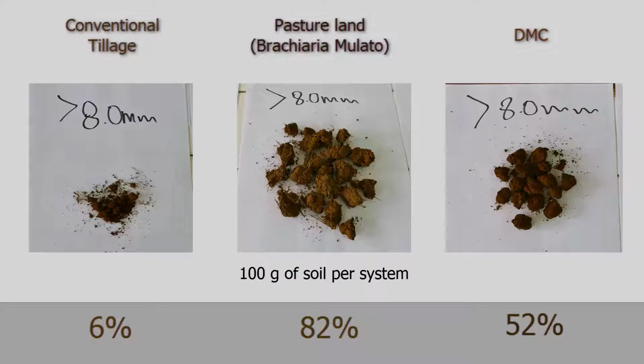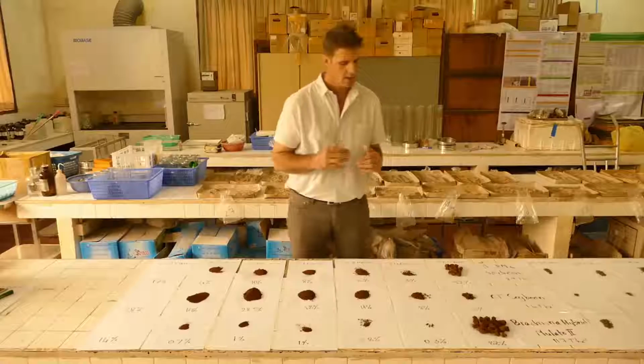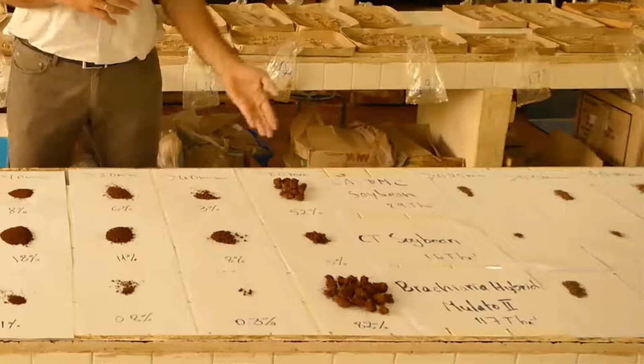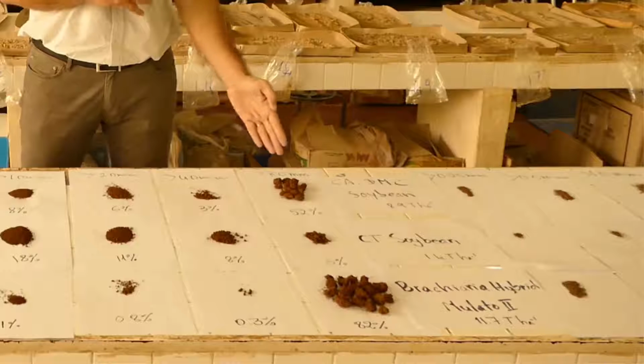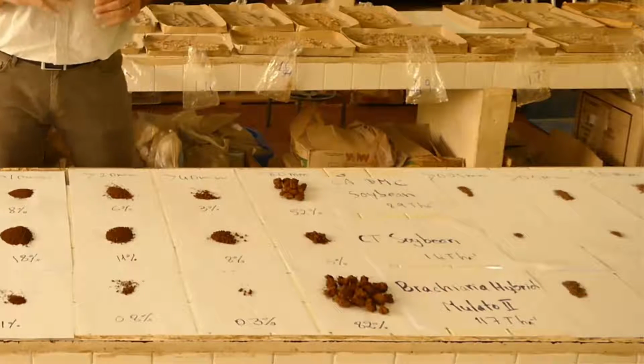On the pasture land, obviously, the Brachiaria is a grass, so we have a continuous input of biomass, and we have also a very strong rooting system, a lot of exudation with polysaccharide and so on. This polysaccharide and the roots also act as a binding agent and improve the soil aggregation. But what is very interesting also is to observe that the macro aggregation with big macro aggregate bigger than 8 millimeter is also in large proportion under the DMC.